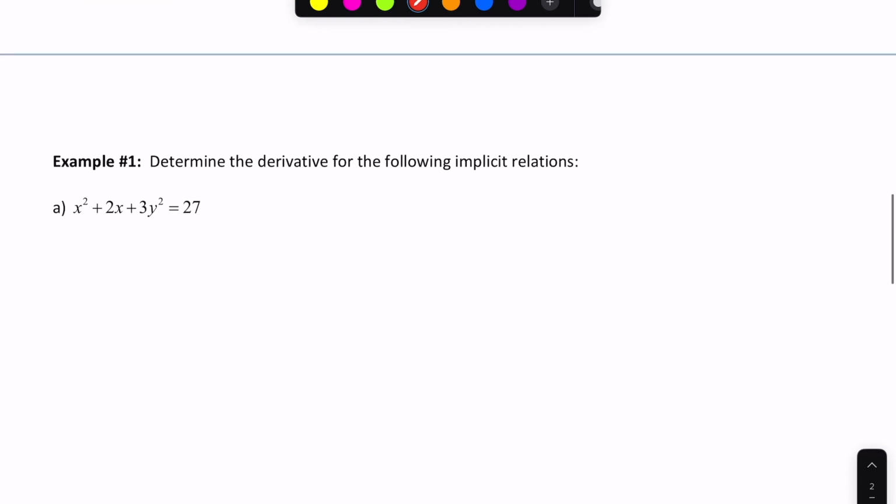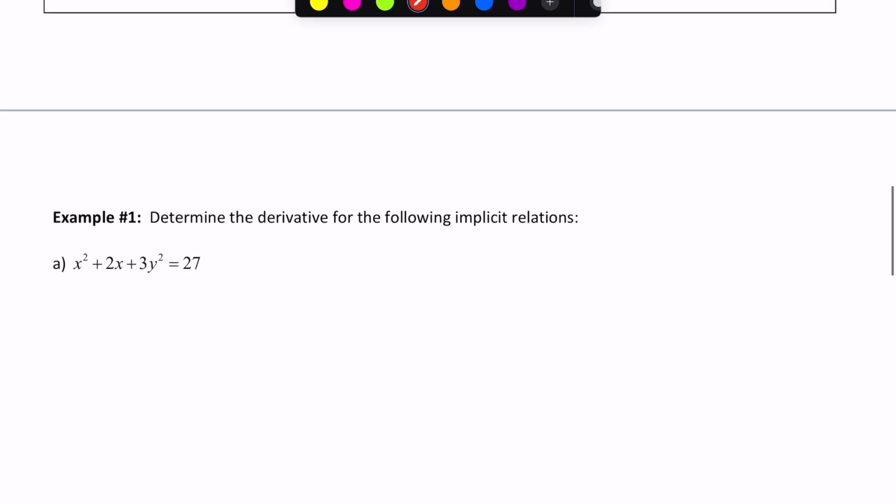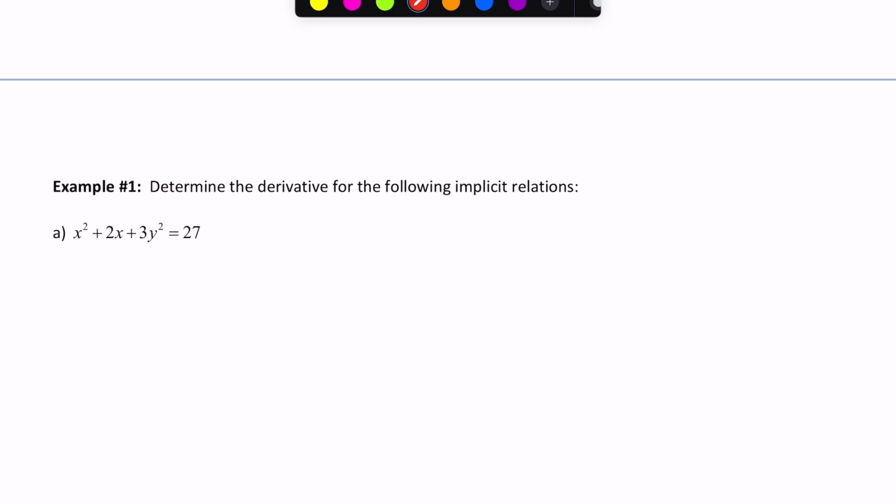Okay, so let's look at this first example. It says determine the derivative for the following implicit relations. As we see here, the y value is not isolated, so we know that it's an implicit relation. We're going to derive the left side, and we're going to derive the right side.